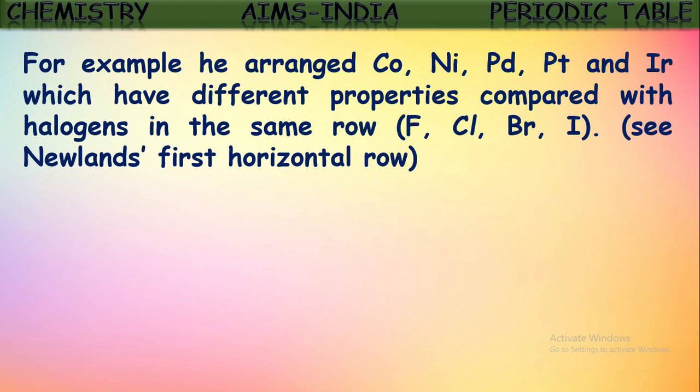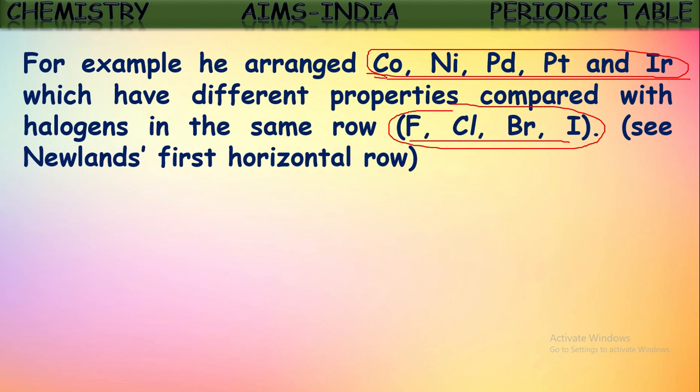For example, he arranged cobalt, nickel, palladium, platinum, and iridium, which have different properties compared with the halogens, in the same row. So all these elements are kept in one column. Cobalt, nickel, palladium, platinum, iridium, and even chlorine, fluorine, bromine, iodine. These all elements are in the same vertical column or group. He classified them as one column, one group of elements, but they all have dissimilar properties. These halogens have one kind of properties, whereas these have dissimilar properties, but they are kept in one column. This we can say is one drawback.